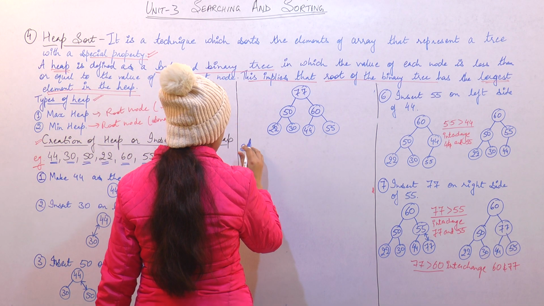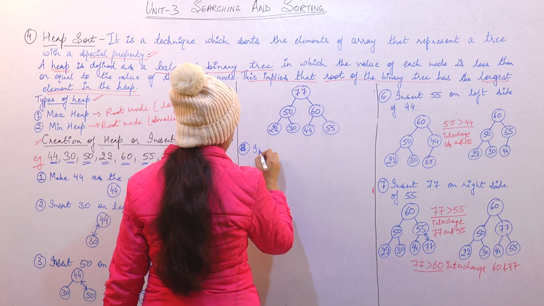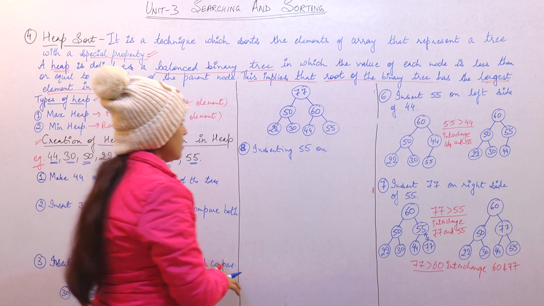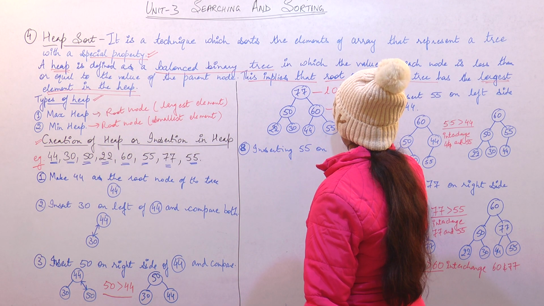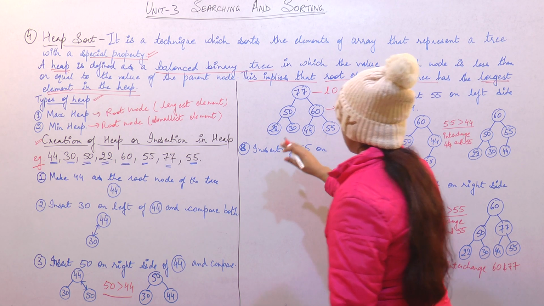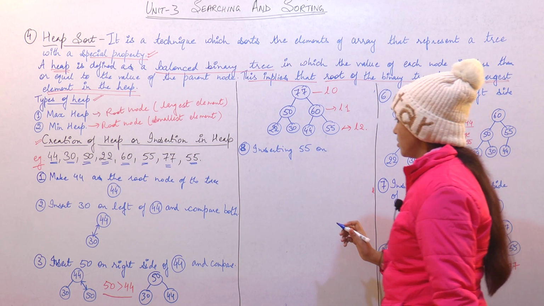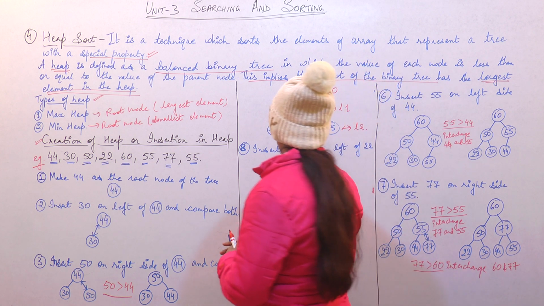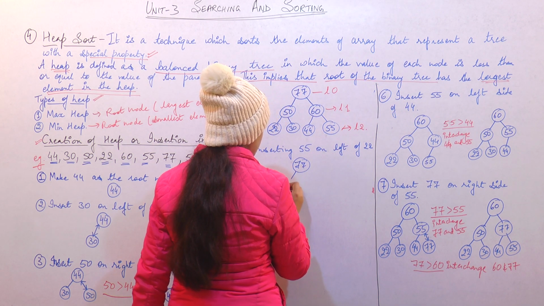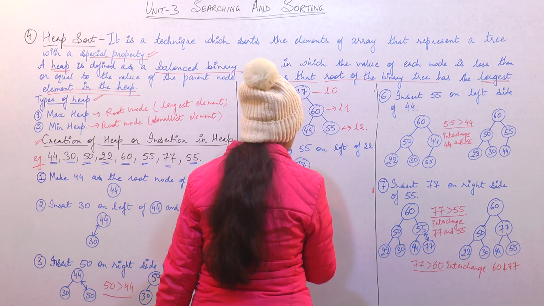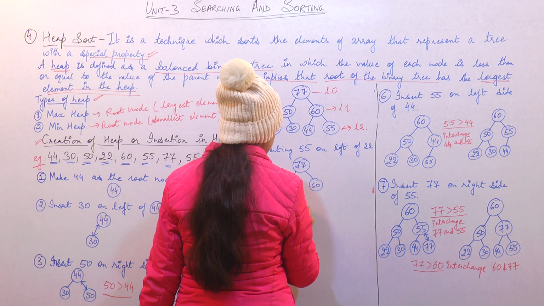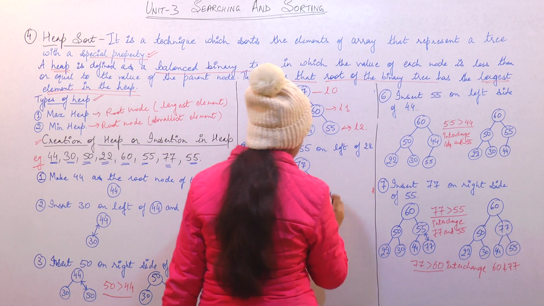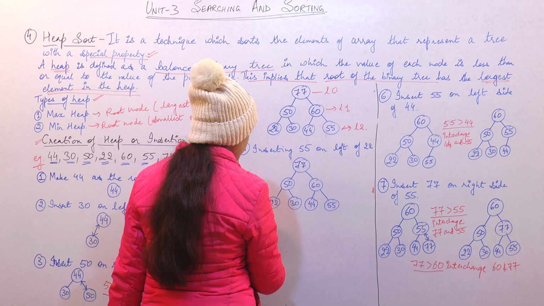So in step 8 we are inserting 55. Since 77 is at level 0, then level 1, level 2, till now level 2 all the nodes are balanced. So we will insert 55 on left of node 22. That means 77 root, 50 on left, 60 on right. Left child of 50 is 22, right child is 30. Left child of 60 is 44, right child is 55, and we are inserting the new element 55 on left of 22.